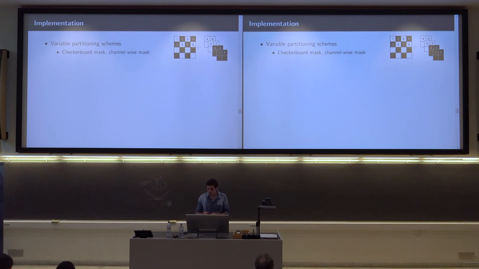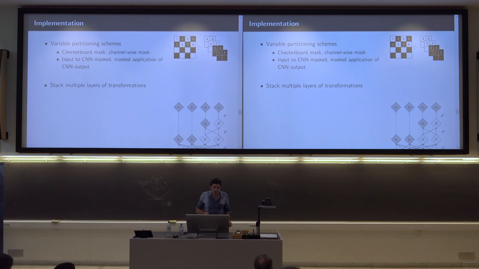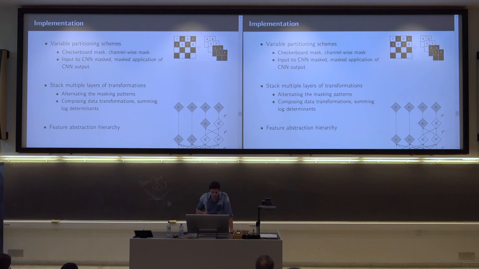Okay. So how does it look in practice? It's a convolutional neural network, but some activations are masked so that they're zero and that implements the partitioning. Okay. You can stack many such transformations. So, as we said, you should probably alternate between the masking patterns. Compose many transformations, sum the log determinants to get your final likelihood.